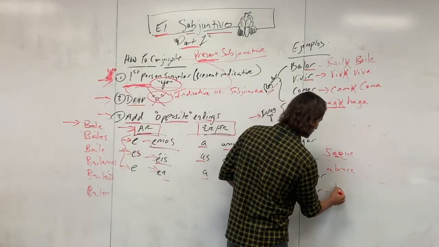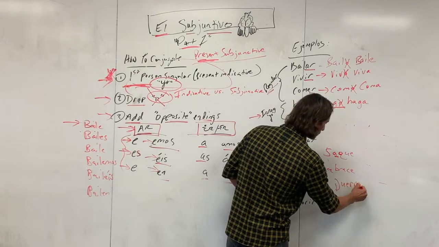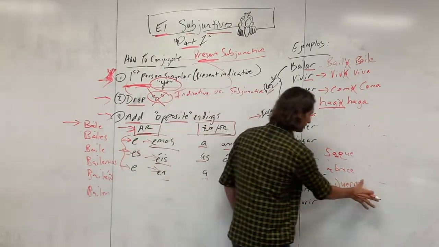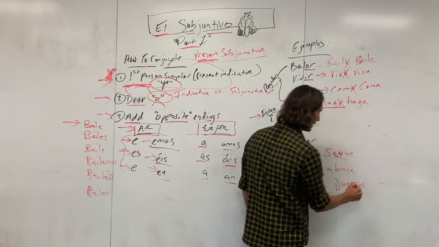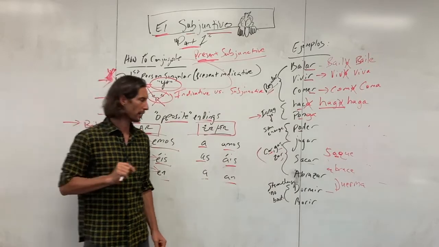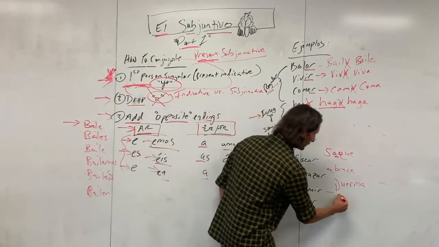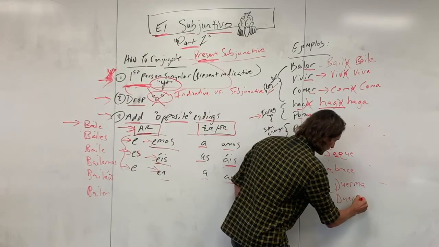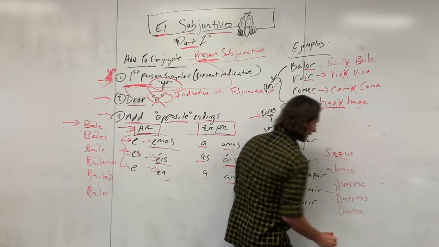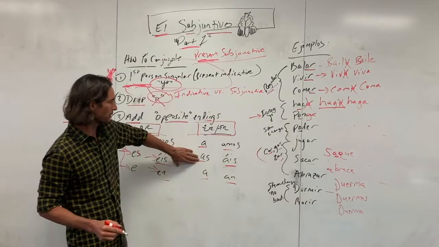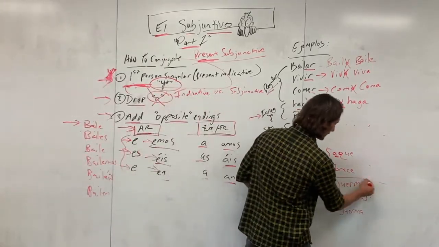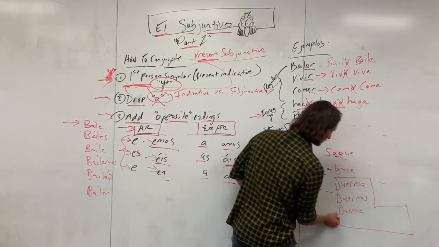So dormir becomes duermo, right? Duermo. We drop the O. We add our opposite ending, duerma, right? So it is a stem change, O to UE, and then we walk through this, right? Duermas. Duerma, right? And I'm using these right here because it's an IR verb, right? And so I'm going to go ahead and draw our boot.